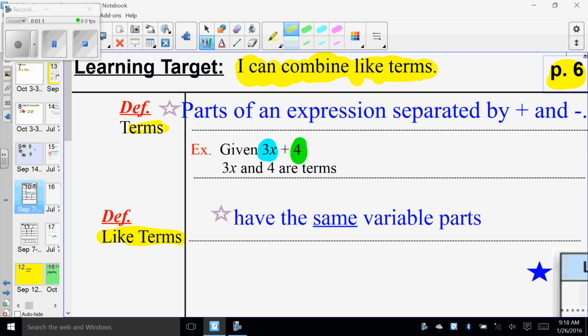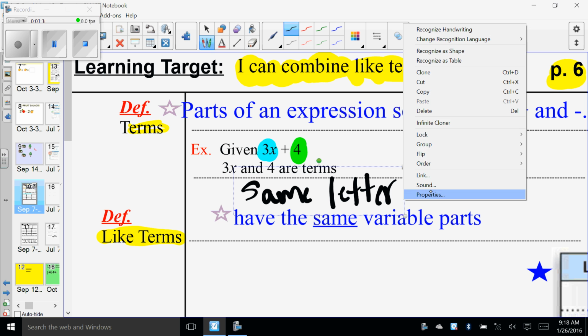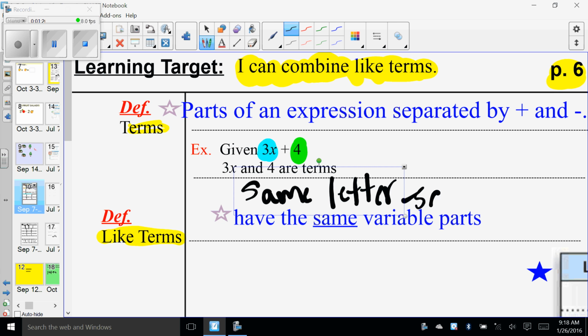Maybe we'll even write that. Let's go ahead and write that in that box. So same letter, which means variable, same power. Same letter, same power.